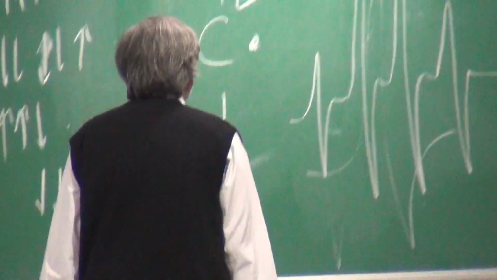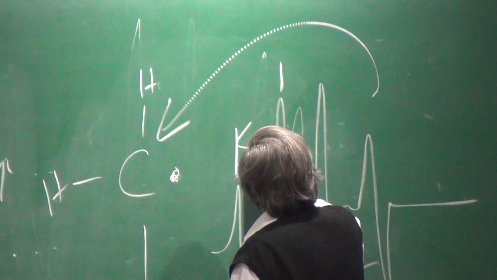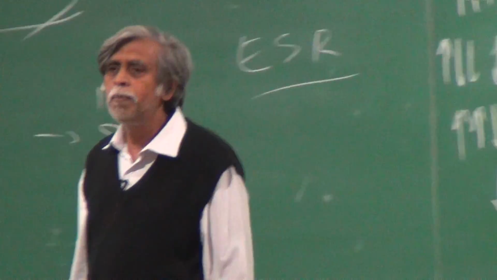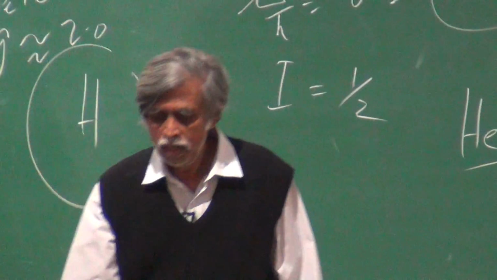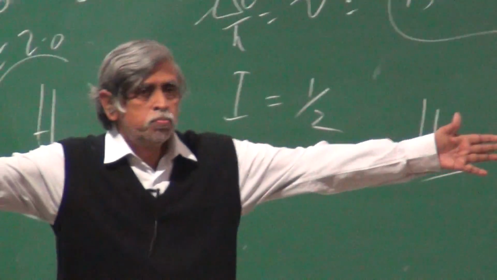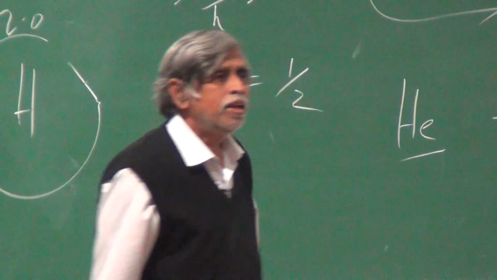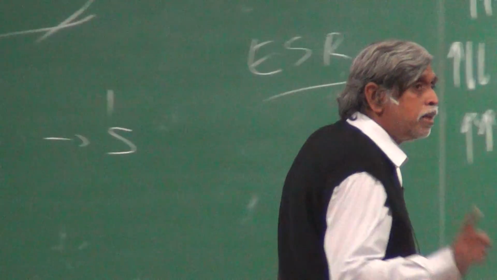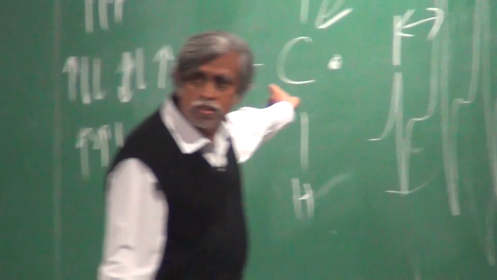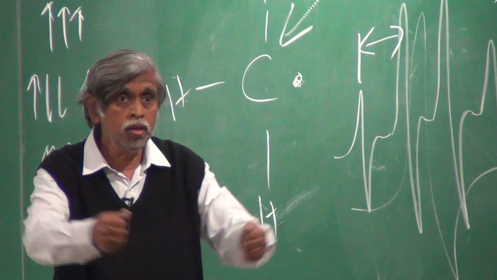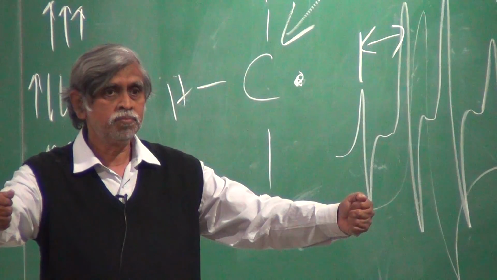Now tell me one thing. That splitting, what will it be dependent on? If it is big, what does it mean? If it is very small, what does it mean? If it is big, what does it mean? It means the electron and the nucleus are coupling quite hard. Very strong coupling. If the coupling is quite strong, splitting is quite large.